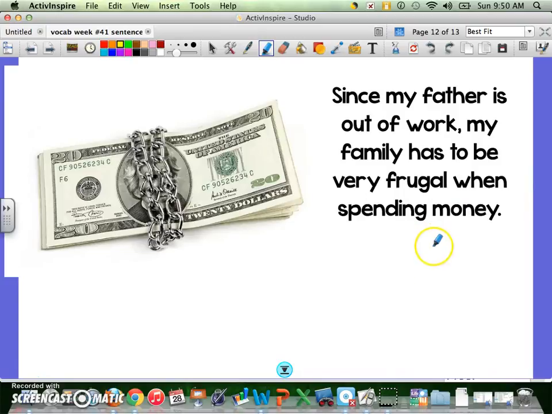Since my father is out of work, my family has to be very frugal when spending money. We have to be very careful. When you're frugal, you're careful. You make sure you're not spending too much. You're basically putting yourself on a budget when you're being frugal.